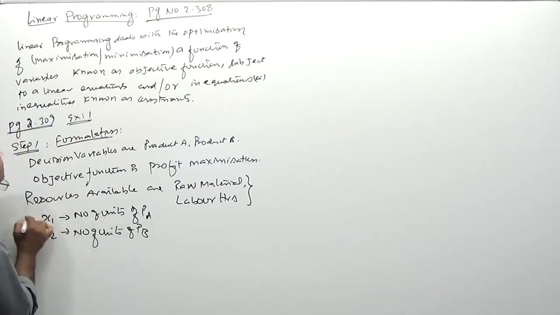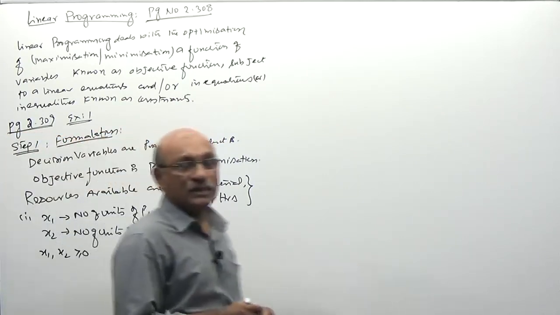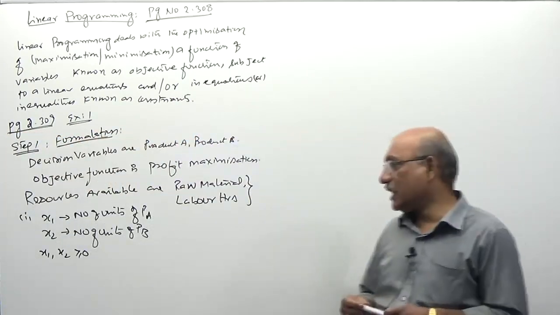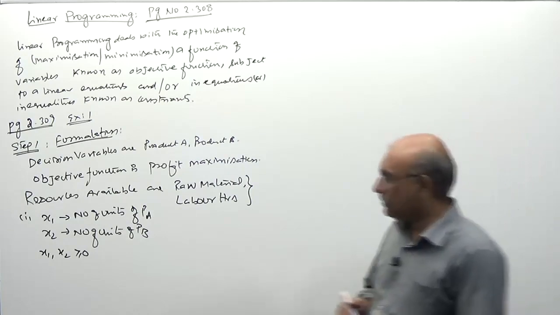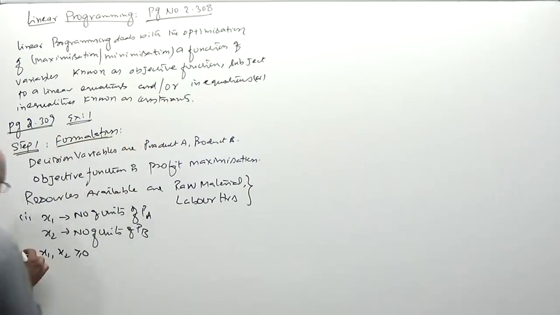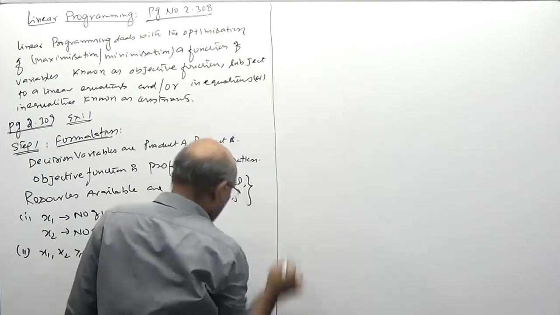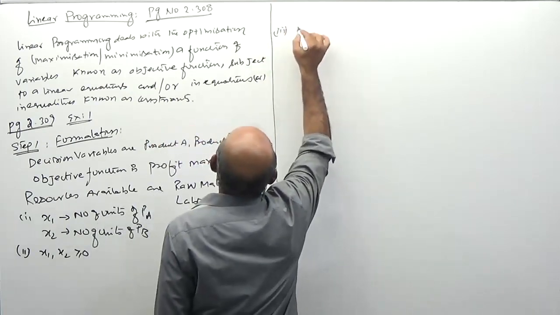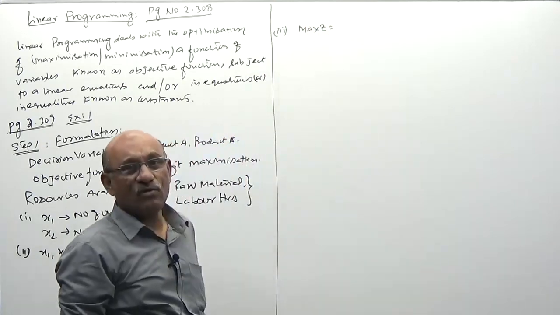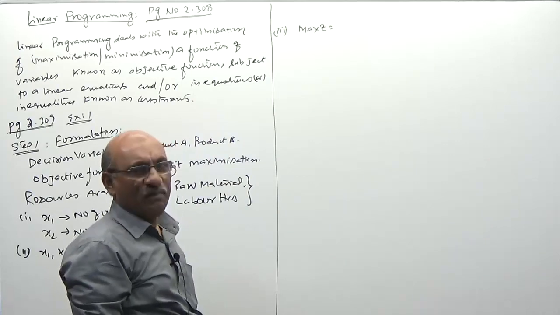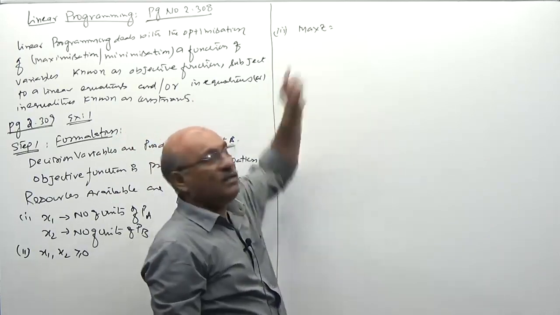Next, second point is X1 comma X2 are greater than or equal to 0. It means they will take only positive values. Third one, objective function. Maximize Z. Z is a variable, sir. It has no significance. You can just take profit P. No problem. Maximize profit. So you write maximize P or maximize Z.